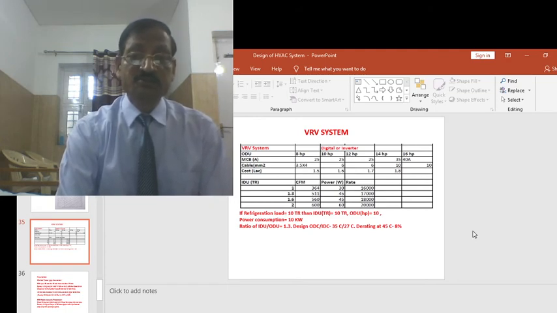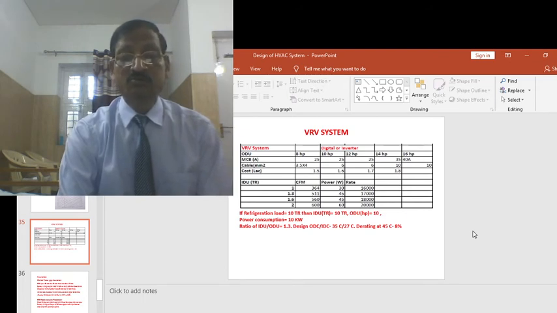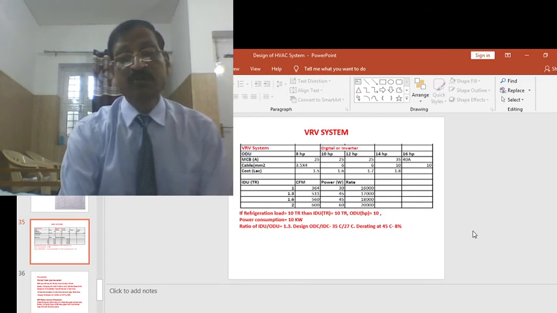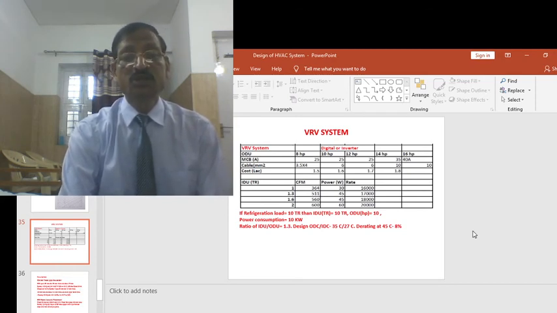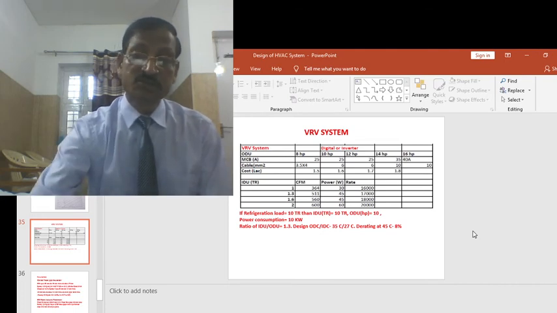The beauty of the VRV system is that, for example, in the case of apartments or small offices, we can have one outdoor unit and multiple indoor units. So it looks aesthetically good, and we do not spoil our whole balconies. We can put the one outdoor unit in a service area and the indoor units at different locations or different rooms.